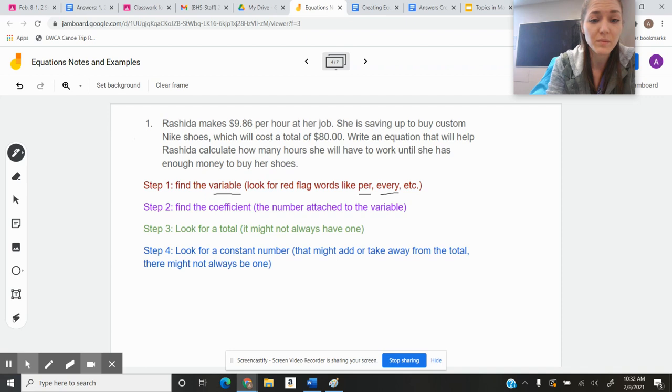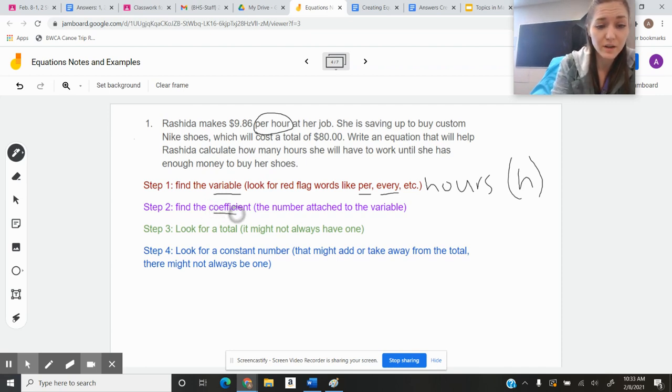Okay, so Rashida makes $9.86 per hour. Look at that. So hour is our variable, which makes sense, right? She could work 1 hour and that changes how much she gets paid. She could work 5 hours and that's going to change how much she gets paid. So the variable is hours, and I'm just going to say H will be hours. So I know my variable is going to be H.